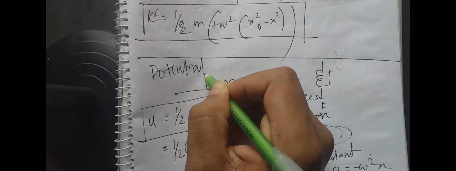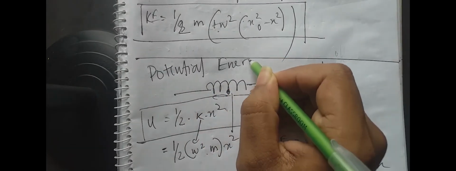So that's half, and we get k. So we just substitute. So k is omega square m. This is the k, and finally x square. So we got two equations: firstly for the kinetic energy, and then for the potential energy for simple harmonic motion.